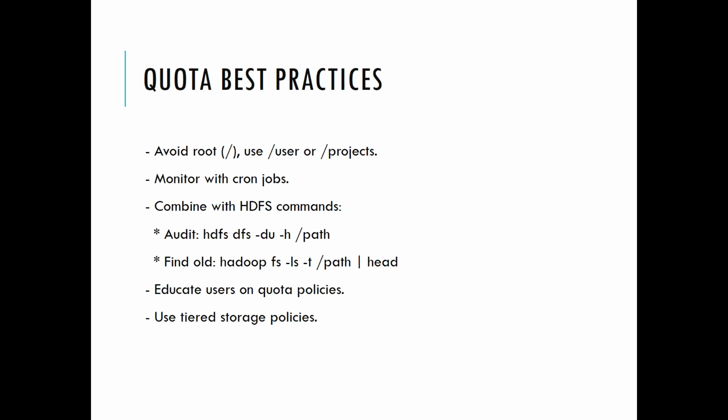Here are some best practices for managing quotas effectively in HDFS. First, avoid setting quotas on the root directory. Instead, apply them to user-level or project-level directories, such as /user or /projects. Second, use cron jobs or monitoring scripts to regularly check quota status. Third, combine quotas with HDFS commands for auditing, such as hdfs dfs -du -h to check usage, or hadoop fs -ls to list the oldest files. Fourth, educate users about quota policies to avoid misunderstandings or workflow interruptions. Lastly, implement tiered storage policies to move cold data from high-performance SSD to low-cost archival storage.